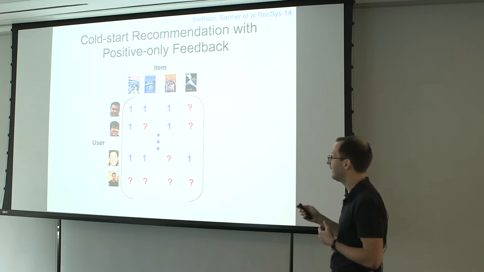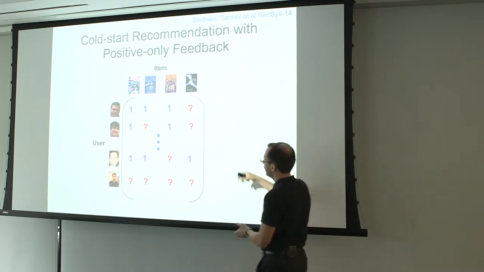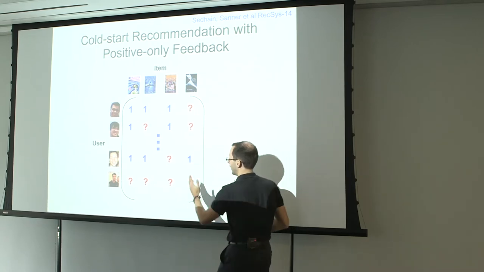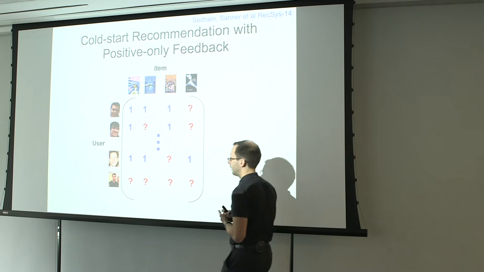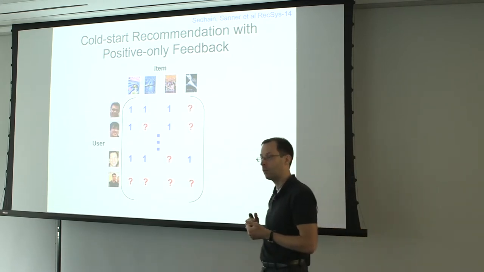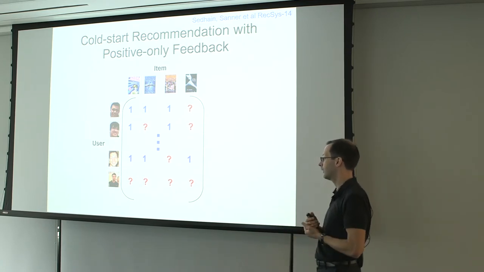You don't need any information about the users and items. You just need this matrix. If you're comparing user similarity, that's called user-based collaborative filtering. If you're comparing item similarity, that's called item-based collaborative filtering. And very simple nearest neighbor techniques were used in the Netflix competition and were part of the final ensemble that did win.